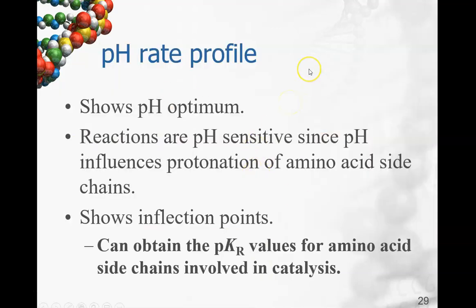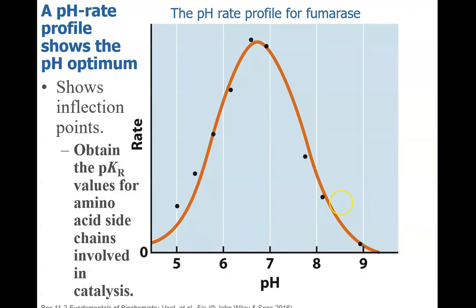But before we do that, we should look at a pH rate profile. A pH rate profile shows the pH optimum. Reactions that involve proton transfer are pH sensitive because pH is going to influence the protonation of the amino acid side chains. And what we can do when we look at a pH rate profile is look at the pKa values for the amino acid side chains involved in catalysis. So let me show you how we do that. This is the pH rate profile for fumarase.